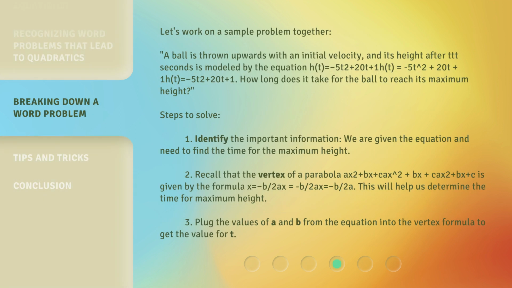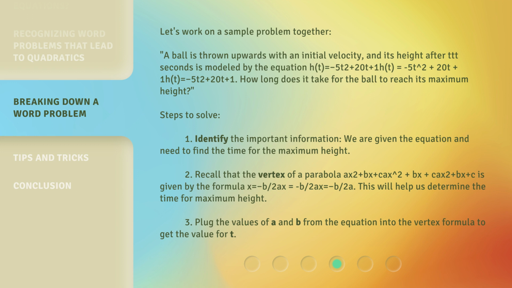Let's work on a sample problem together. A ball is thrown upwards with an initial velocity, and its height after t seconds is modeled by the equation h(t) = -5t² + 20t + 1. How long does it take for the ball to reach its maximum height?